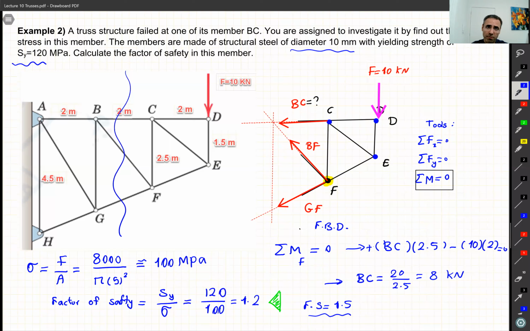Sometimes in a truss, after a question like example 2, after we find the force, we calculate the stress to make sure that the truss doesn't fail. This is all we need to know about solving a truss.